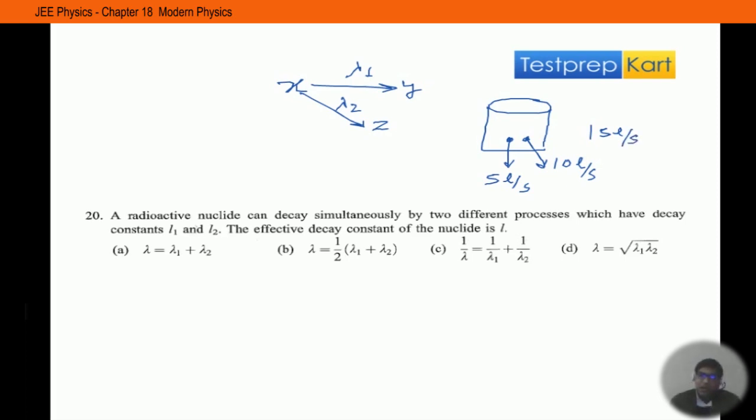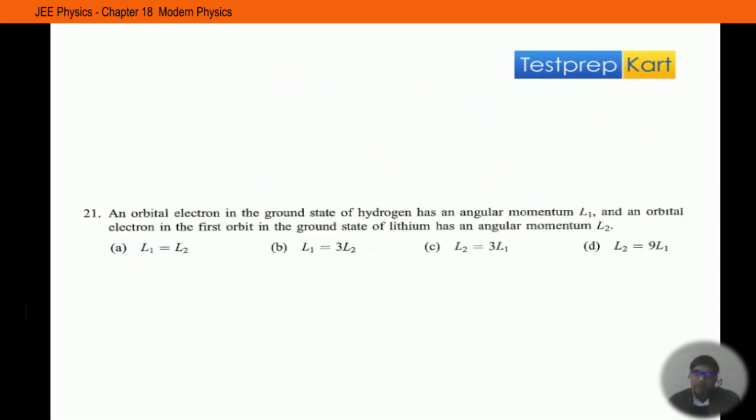Similarly, one part is decaying by lambda 1, another is decaying by lambda 2. So effective decay constant should be equal to lambda 1 plus lambda 2. So option A is correct. Let's move to the next question.